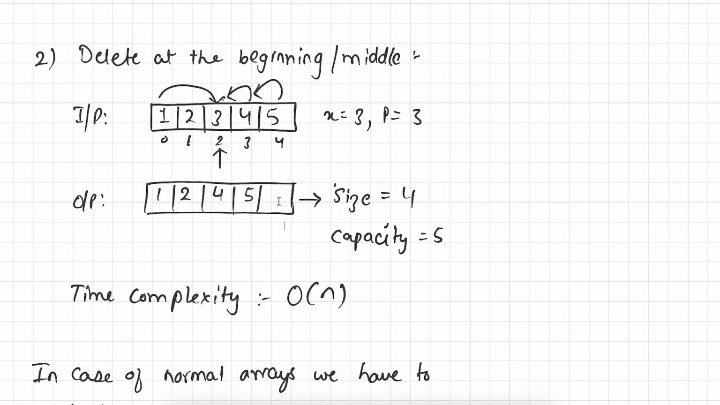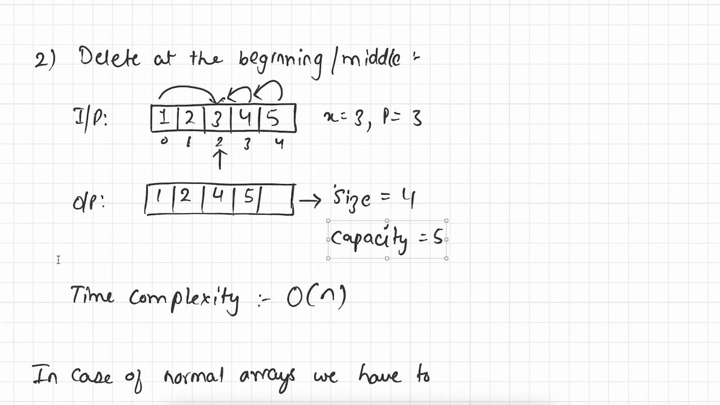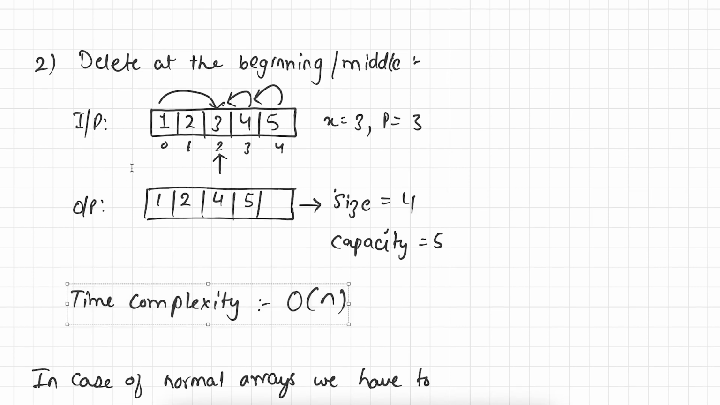And now we have extra space at the end. The size reduces to 4 and the capacity of the array remains as it is, 5. And so the time complexity of this operation comes out to be big O of n. Why? If you look at this array carefully, you are basically traversing the entire array. First you are traversing from the beginning, from 0 index to 2nd index, and then we are traversing from the last index to the second index to shift all the elements towards left.